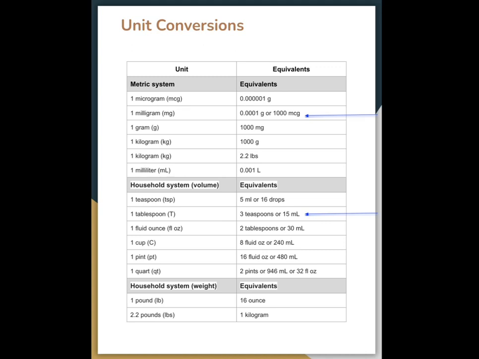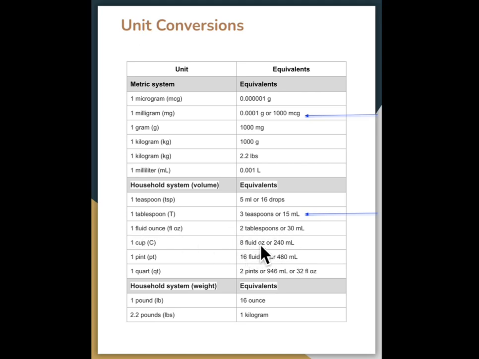So if you want the patient to take 16 drops or 5 mils of something, you're going to describe it in teaspoons. 3 teaspoons equals 1 tablespoon, 15 mils. 2 tablespoons or 30 mils equals 1 ounce. We mentioned that before.